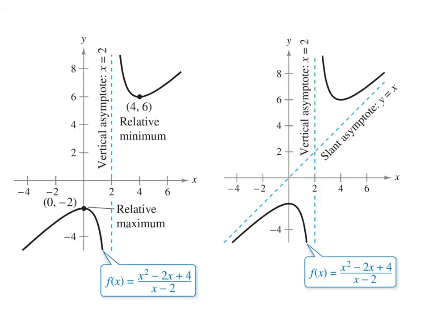And here's two different visuals of the same graph. This one has our relative min and max, but it's missing our slant asymptote. And this one has the slant asymptote, but no relative min and max. So these are the critical elements of this graph that we care about.